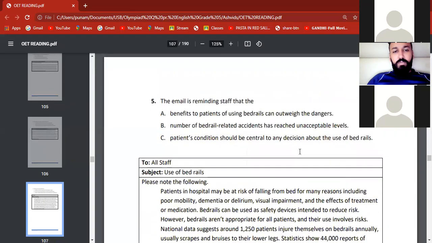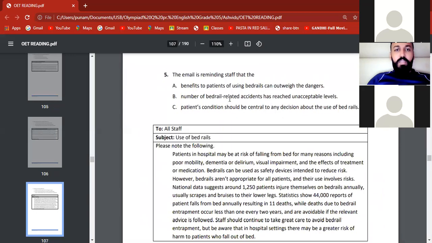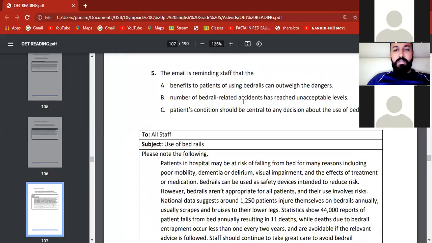Okay, I will do the next one. The email is reminding staff, okay, this is about an email. What is the email reminding about? Benefits to patients of using bed rails can outweigh the danger. So the benefits are higher than the dangers. So first is benefits more than dangers.